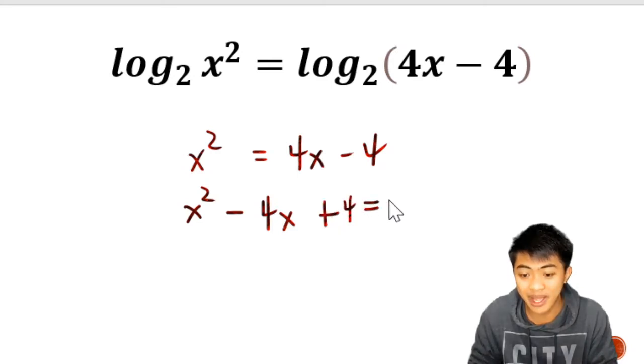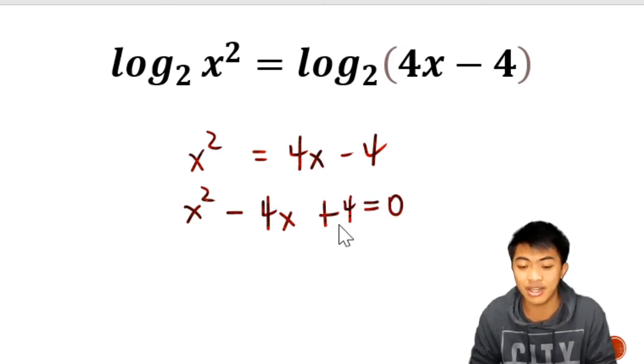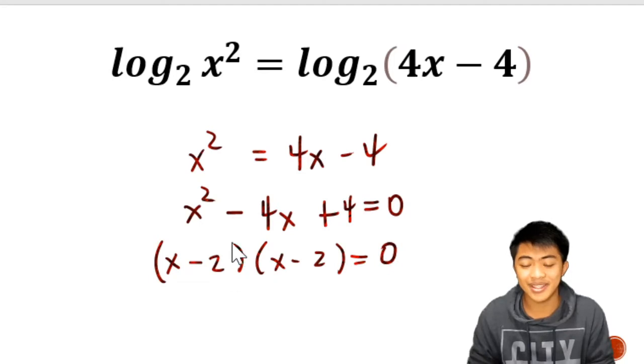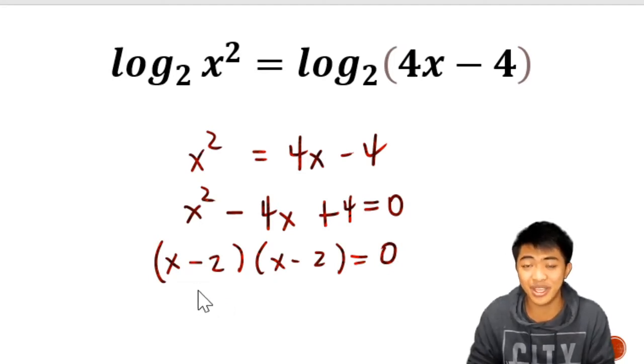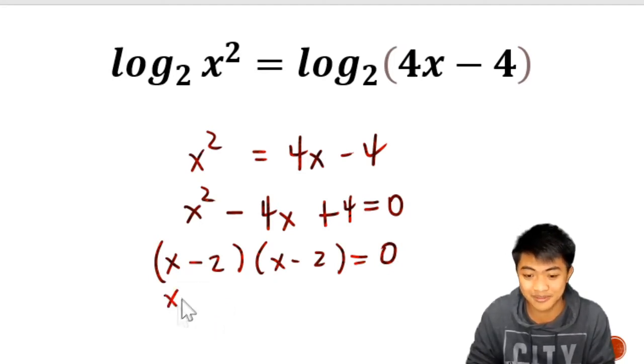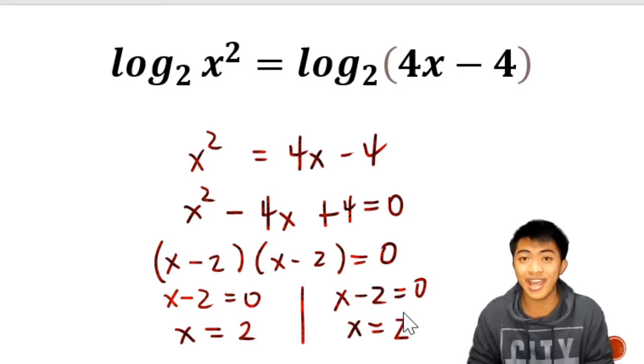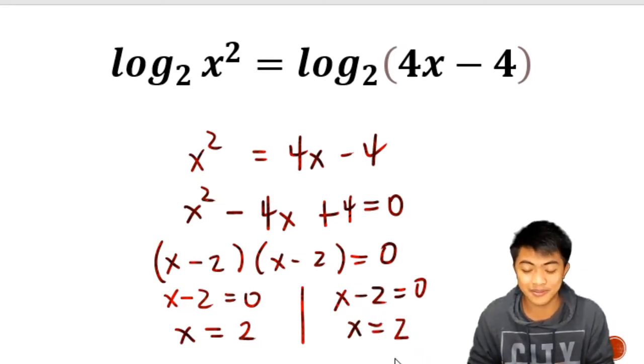Sorry. Para makabuo ng quadratic equation. Now that we have the quadratic equation, we factor it. And so we equate both factors to 0. And we solve for x. And we already know what the value of x is. The value of x is 2.